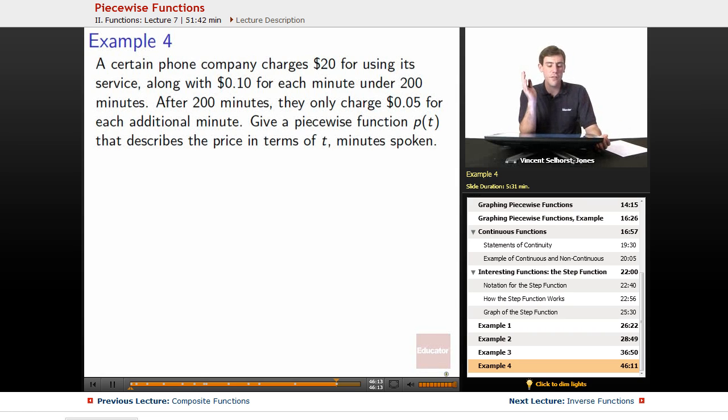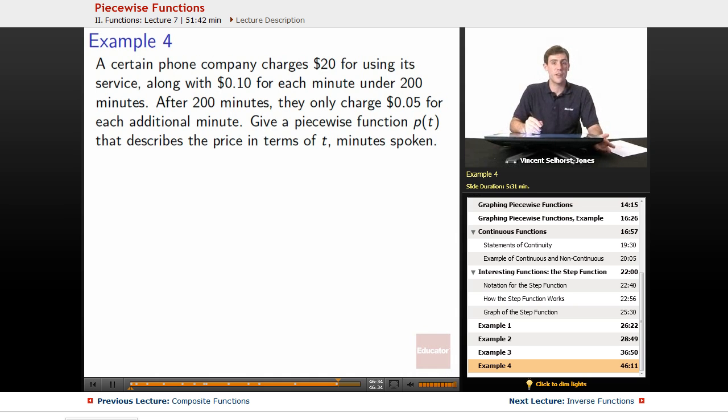Example. A certain phone company charges $20 for using its service, along with 10 cents for each minute under 200 minutes. After 200 minutes, they charge 5 cents per each additional minute. Let's give a piecewise function, P of t, price in terms of t, that will describe the price in terms of t, the minutes spoken. So t is the minutes spoken.